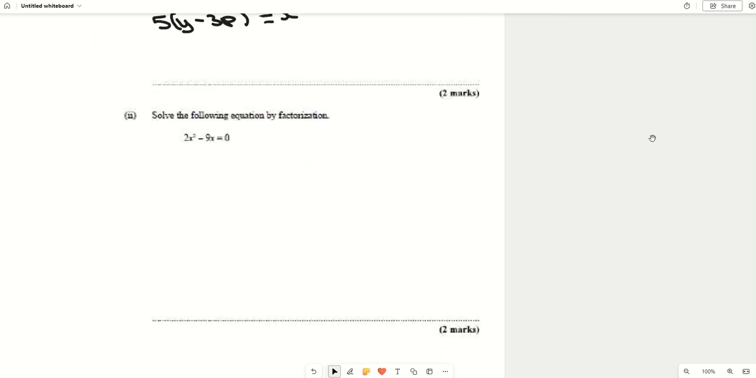Let's do the next one. Solve the following equation by factorization. So factorization, there are some steps. The first step is to identify what is a, b, and c. A is the coefficient of x squared, which is 2. B is the coefficient of x, which is minus 9.